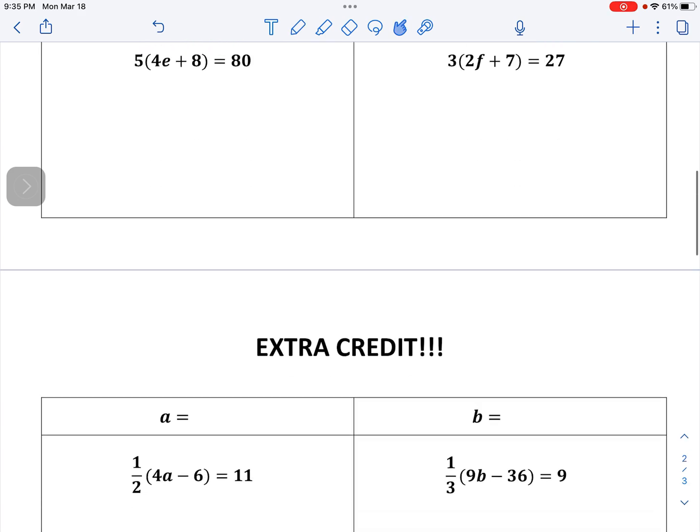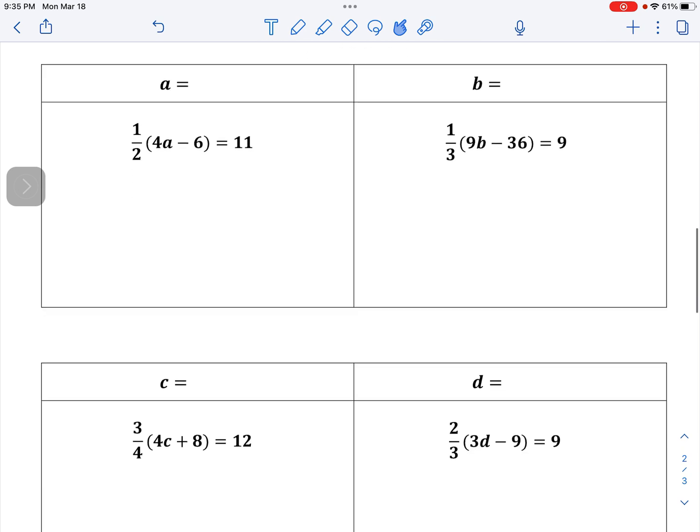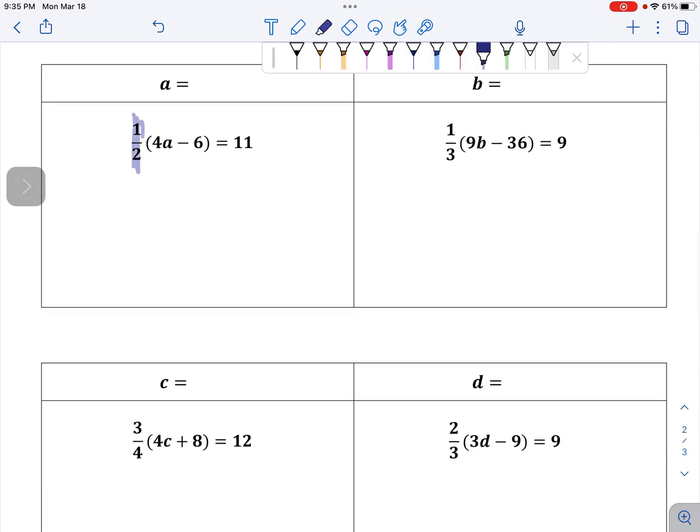One last thing, there is extra credit, but you might notice that there are fractions out in front. If you decide you want to try the extra credit, it has to be done by the day before our test, and I will help you with one of the problems, but then you would need to work your way through the rest of them.